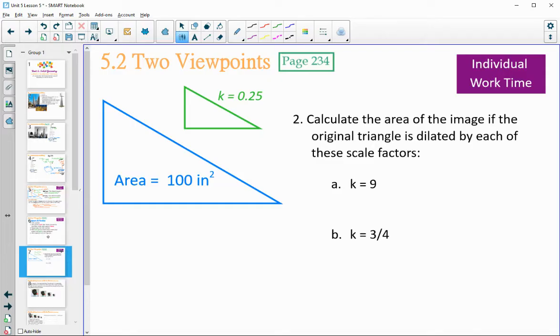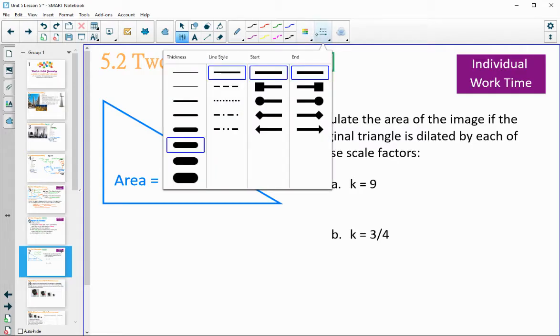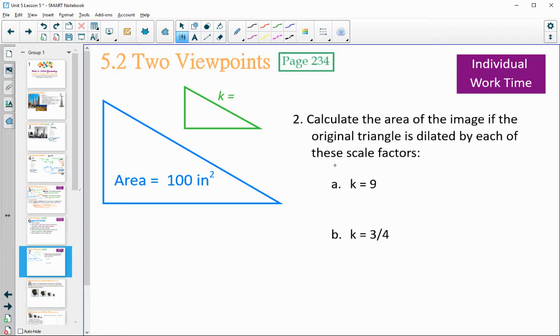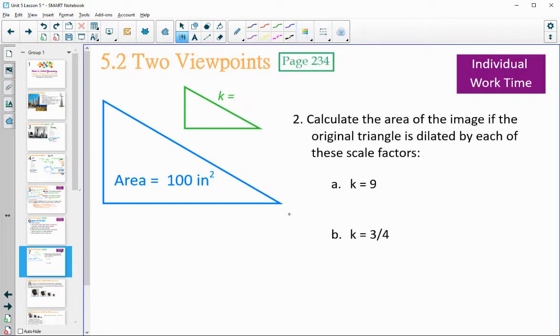All right, so then now using that idea for number 2, calculate the area of the figure if we change the K value. Okay, so now the K value is changing to the given value. So let me get rid of this original K value here. Okay, so now they're changing these K values. So go ahead and calculate the dilated area given those new K values. Pause the video and then come back.